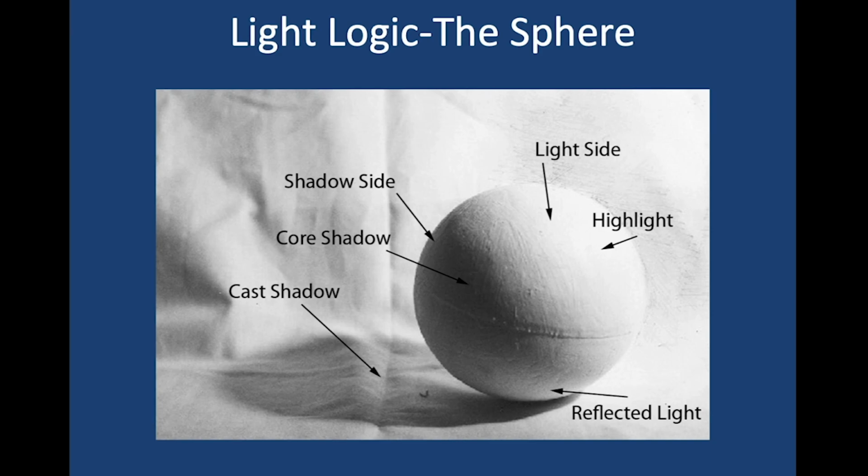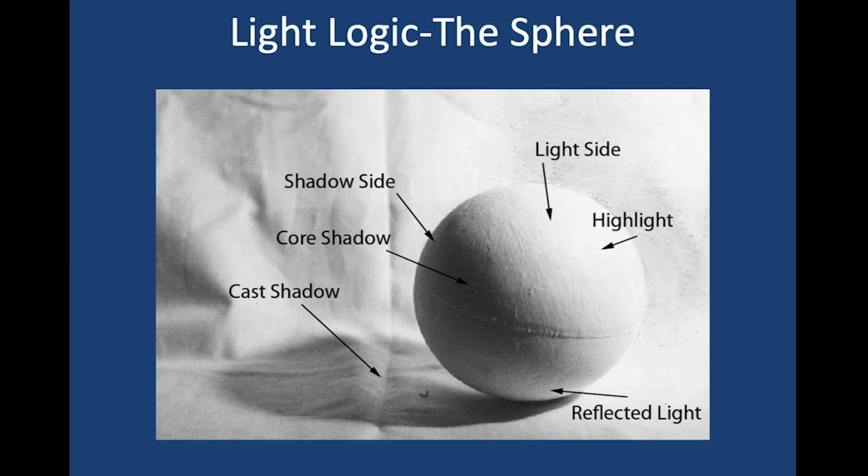The core shadow, or darkest part of the form, will be contained within the object, usually about 2/3 of the way around the form. The darkest part is not on the edge. Note that there is often a reflected light contained within the shadow side. Be careful not to make this too light. It should not compete with the light side of the sphere.